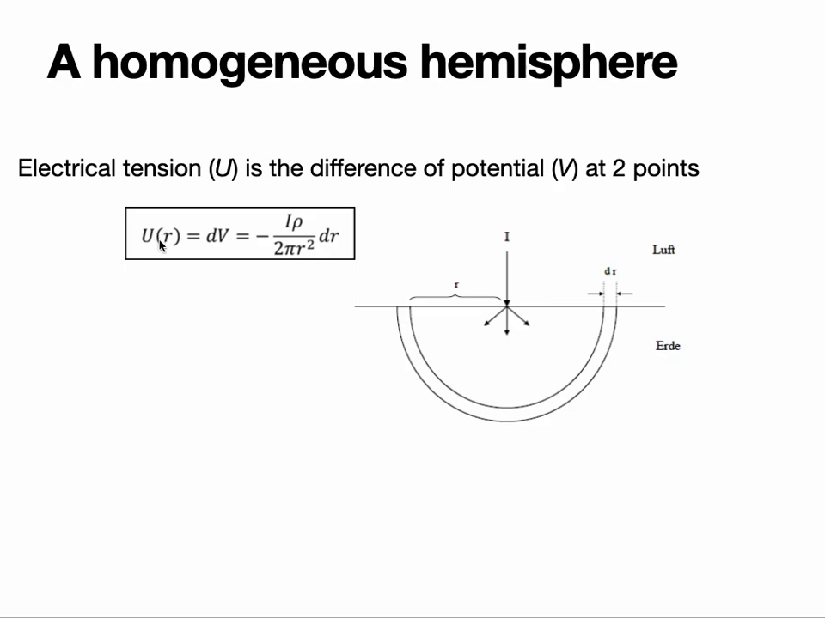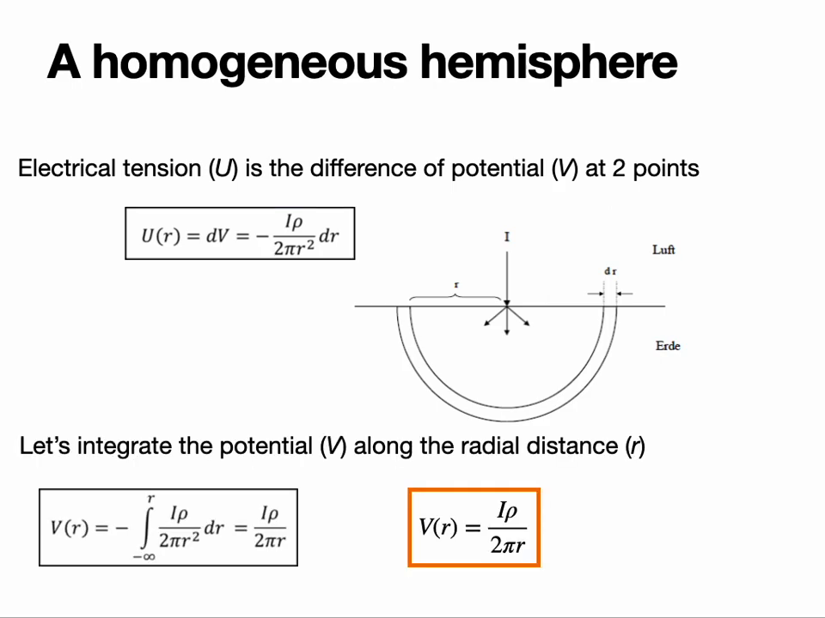So U is a function of r. It's also the difference between two voltages. It can be expressed in this cylindrical coordinate. It can be expressed as minus I, the intensity, which is injected, times rho, the resistivity, divided by 2 pi r square, r being the radial distance, dr. So that's one expression.